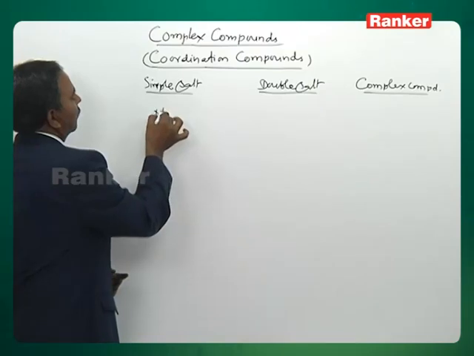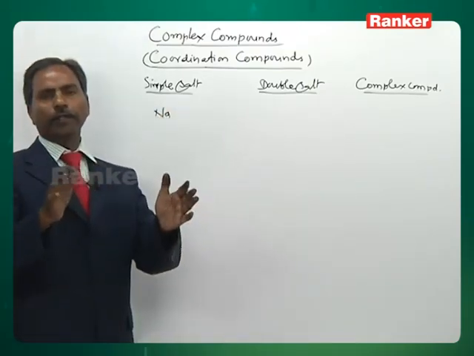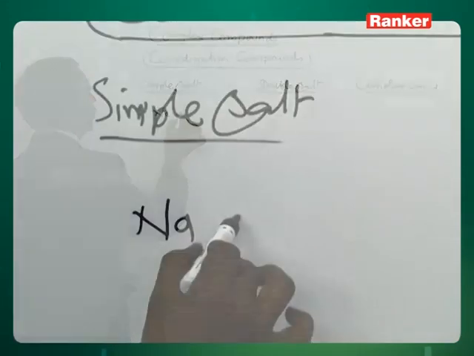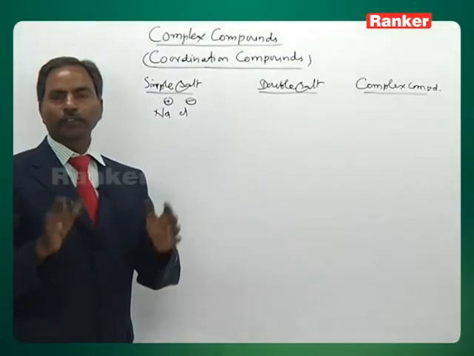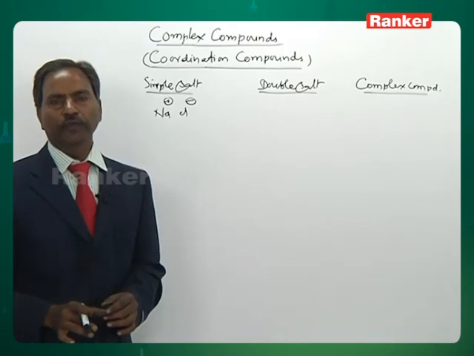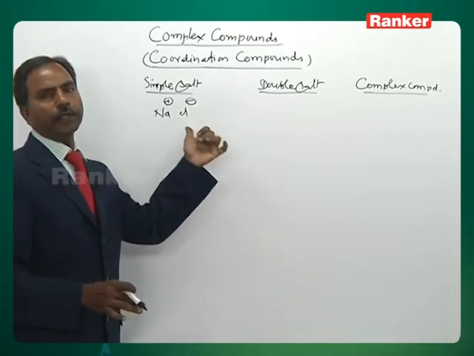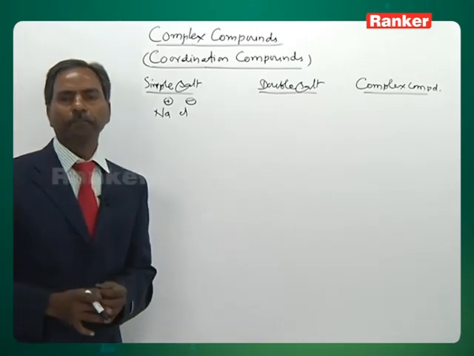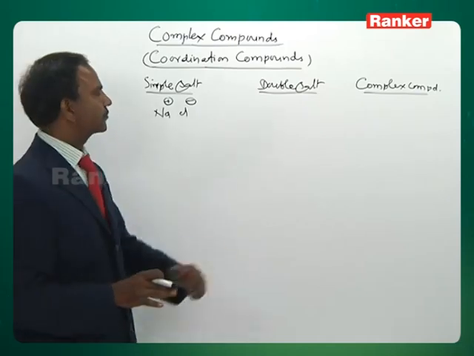The salt which is carrying a distinguished cation and distinguished anion is said to be a salt. What is simple one? It is carrying only one type of cation and one type of anion. That is very simple. Therefore, it can also be called a simple salt.